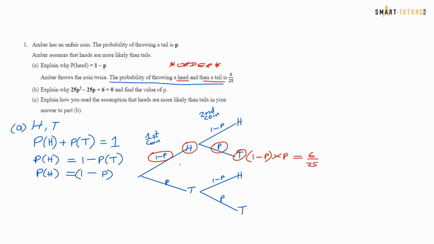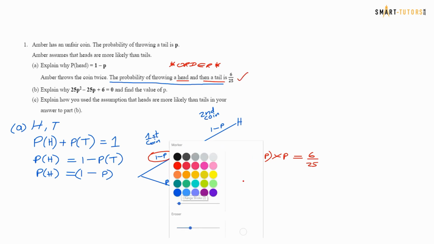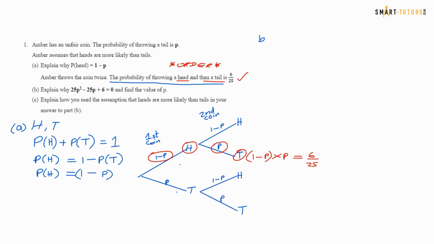Right? So if you multiply these two, 6 upon 25, and that is the rule actually. So branch to branch, multiply, and you get the 6 upon 25, which is given. Now the B part, let me change the color back to blue. So for the B part, what they are asking is to explain why 25p squared minus 25p plus 6 equals 0, right?